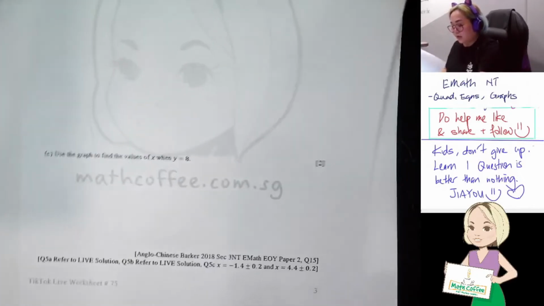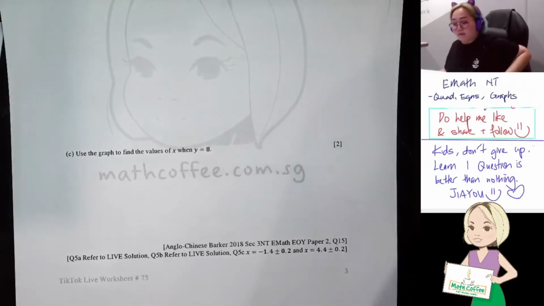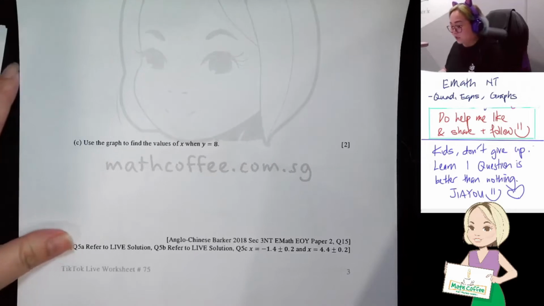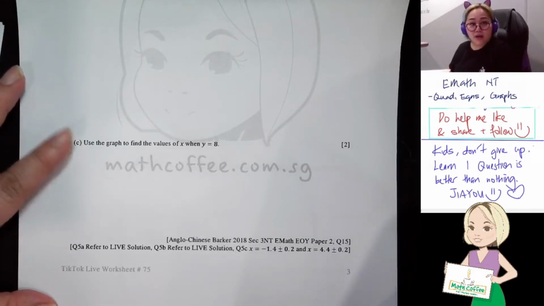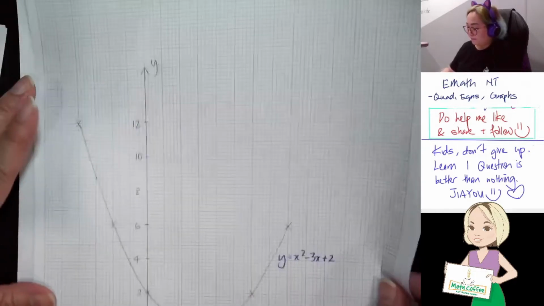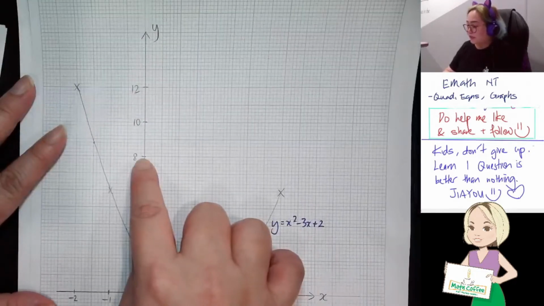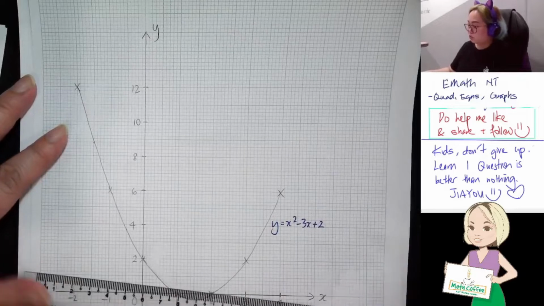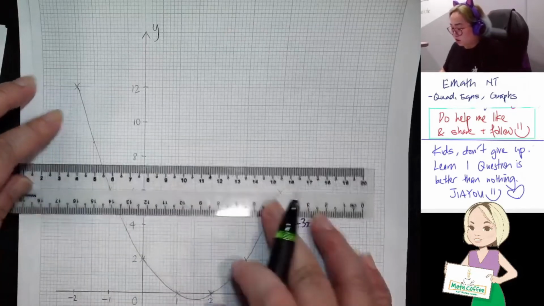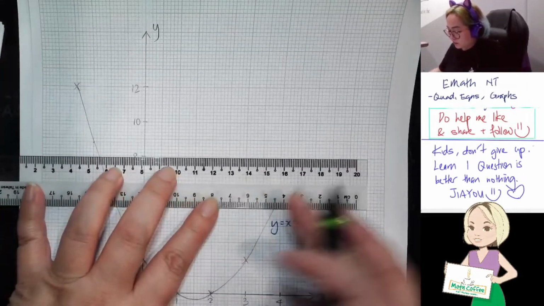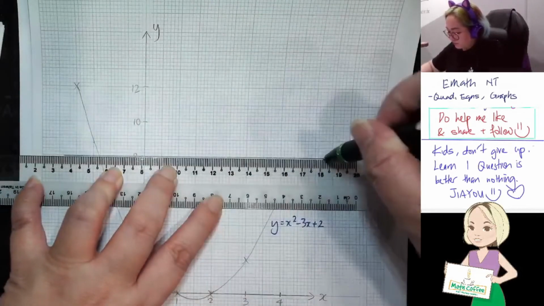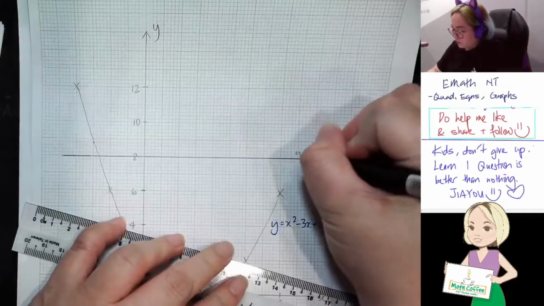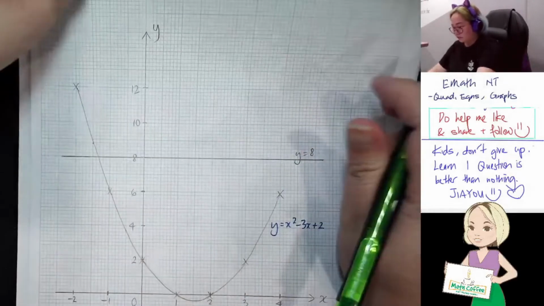Now they ask, use your graph to find the values of x when y equals 8. So y equals 8 is here. What they want you to do is draw y equals 8 as a horizontal line. So draw a horizontal line and label this as y equals 8.